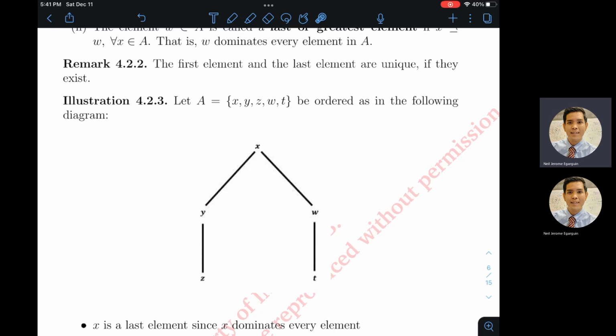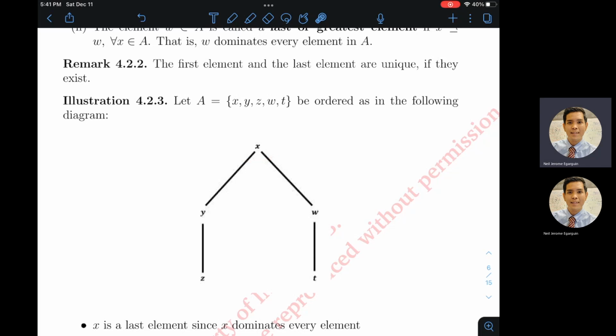By transitivity, X will dominate Z. So there is a top-bottom route going from X to Z. And in the same token, X dominates W, W dominates T. So by transitivity, X also dominates T. So thereby making T a dominant element against all other elements in the set A. So we say X is the greatest element.